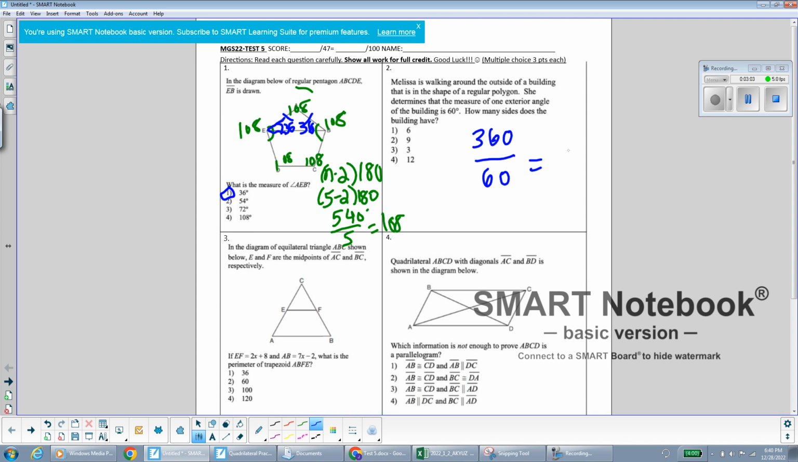So that would be 6. So that tells me we're talking about a 6-sided shape, which is actually a hexagon. And to verify, if you do 60 times 6, that should give you 360.